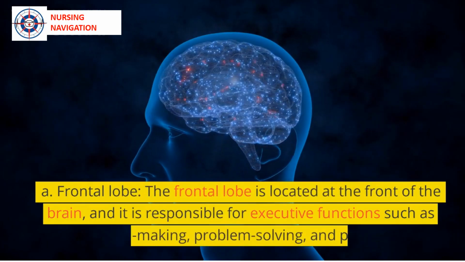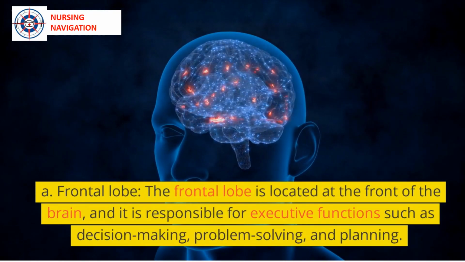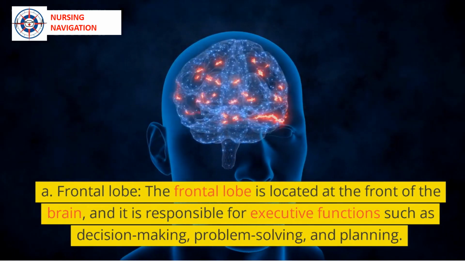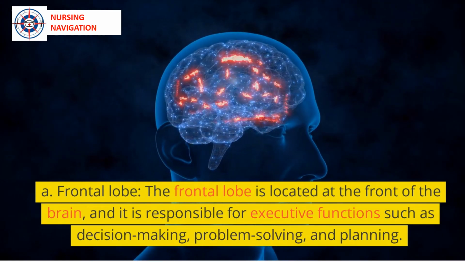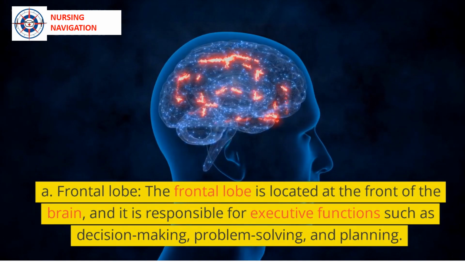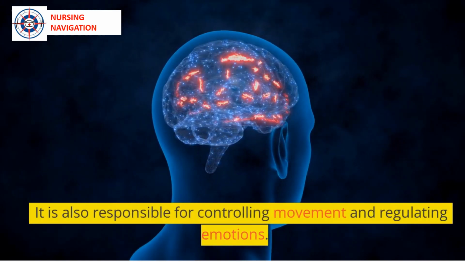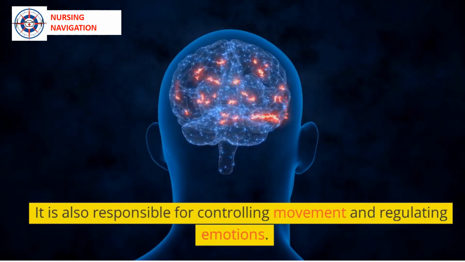A. Frontal lobe. The frontal lobe is located at the front of the brain, and it is responsible for executive functions such as decision-making, problem-solving, and planning. It is also responsible for controlling movement and regulating emotions.